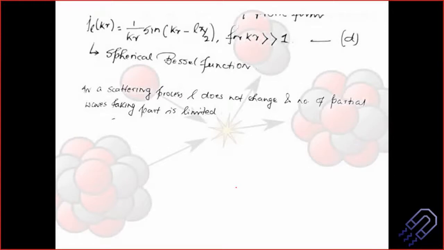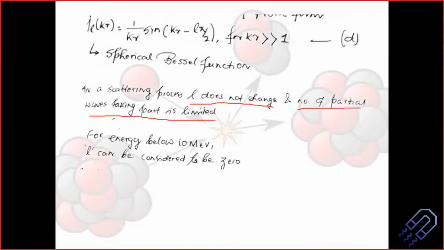So in this particular case, L does not change, it's strictly almost zero. That means the number of partial waves which take part will be very limited in number. Even if we do a summation, we are not changing the L values, we are just adding up everything. I think this is simple. If we have an energy below 10 MeV, the L can be considered to be 0. I'll make it a bit simpler here.